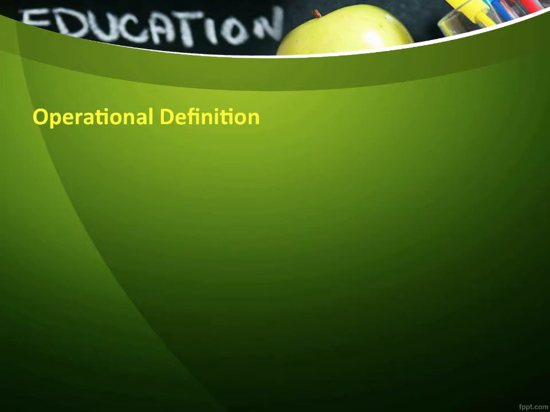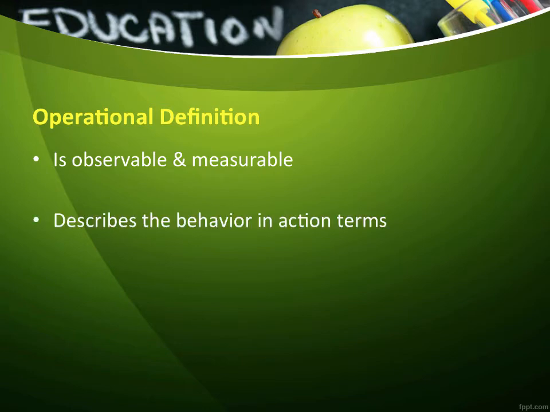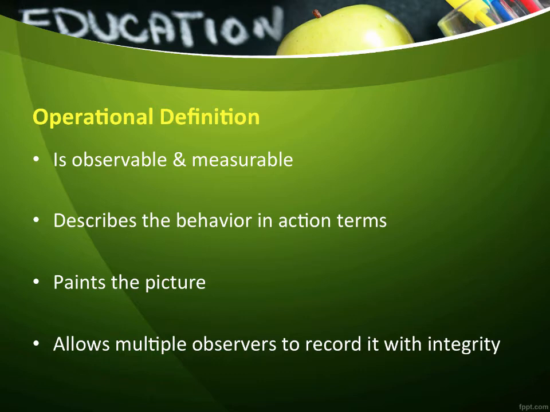So what is an operational definition? It is a way to define the target behavior. The description is observable and measurable, and it describes the behavior in action terms. If you close your eyes and describe the behavior, it paints an exact picture in your head. You can see the behavior. A good operational definition will allow multiple observers to record it with integrity.